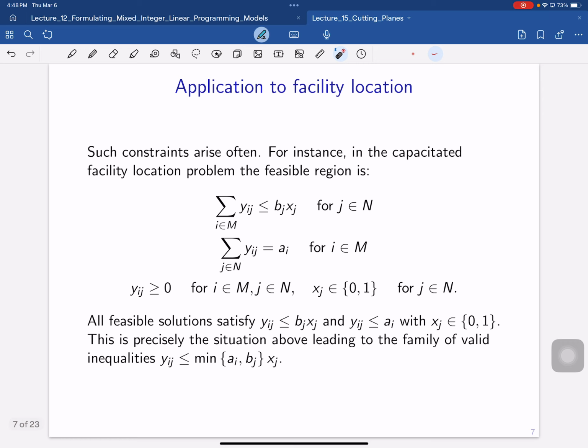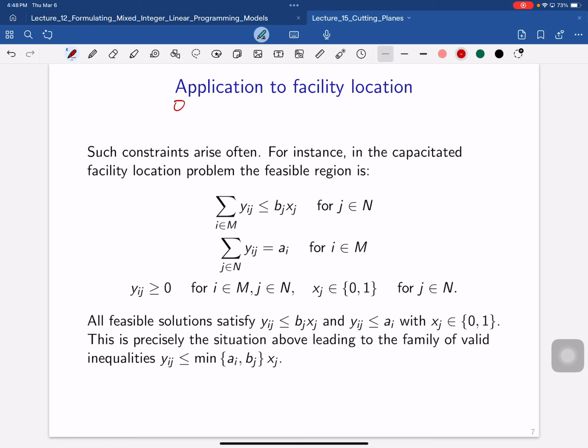Yeah, so here's another example related to the facility location problem. And this is called the capacitated facility location problem. Just recall the definition of the facility location problem. Okay, you have some customers denoted by i belonging to the set M, and you need to build some facilities to satisfy the demand of the customers, right? And then you have n different locations to build those facilities. Let's assume the capacity of the facility is b_j, right?